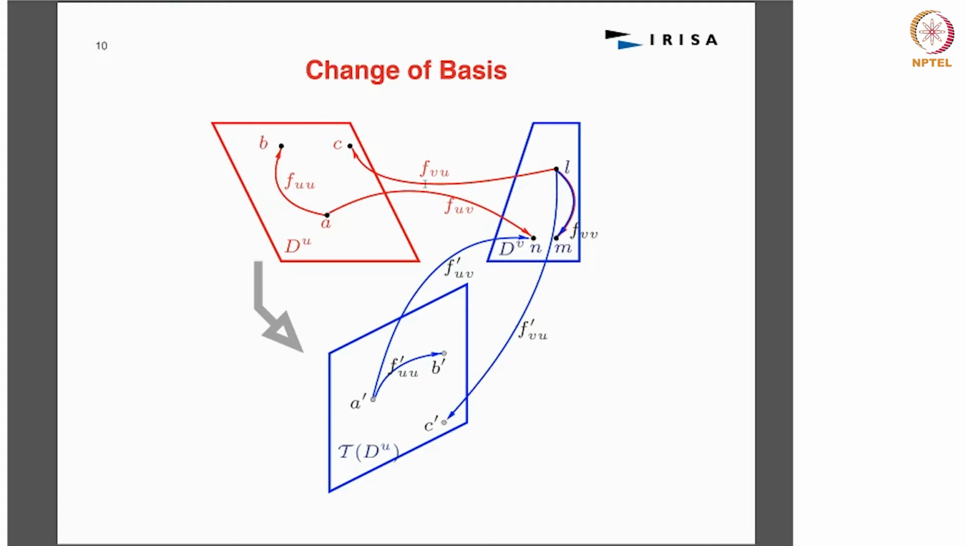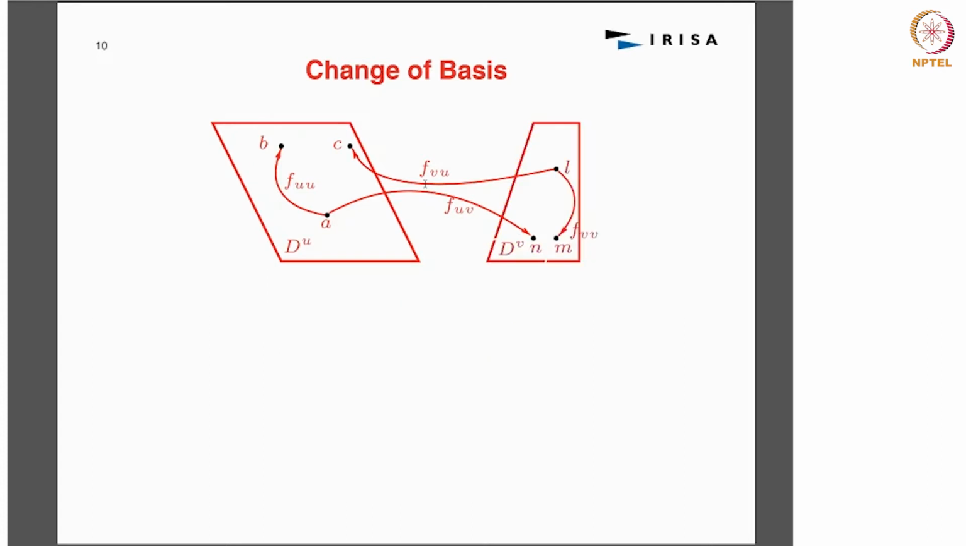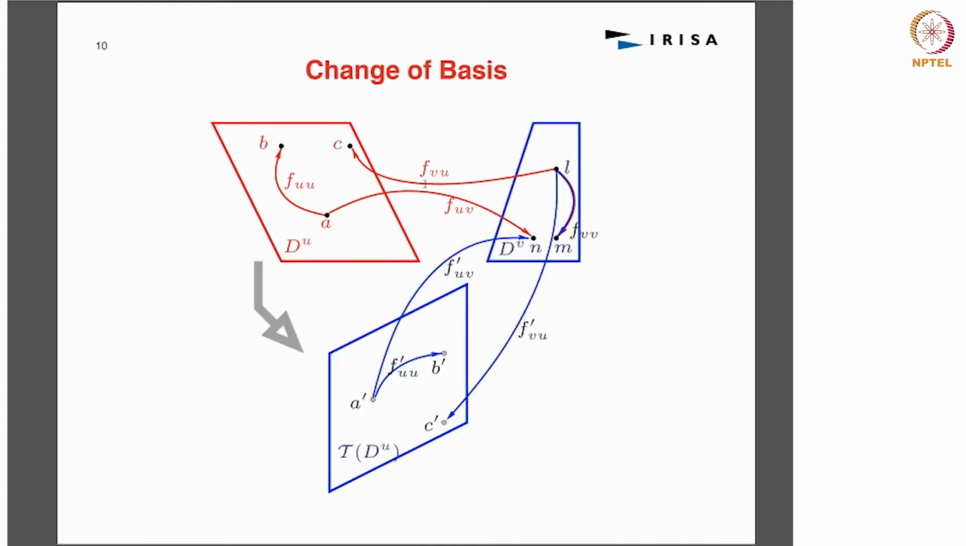The simplest function is f_VV. In the original program, I had this red function that mapped L to M. In the new program, what is that function? Unchanged. Neither L nor M has moved by my transformation. I only applied the transformation to the domain of U. I did not touch the domain of V. So the old mapping that was telling me how to go from L to M remains unchanged.